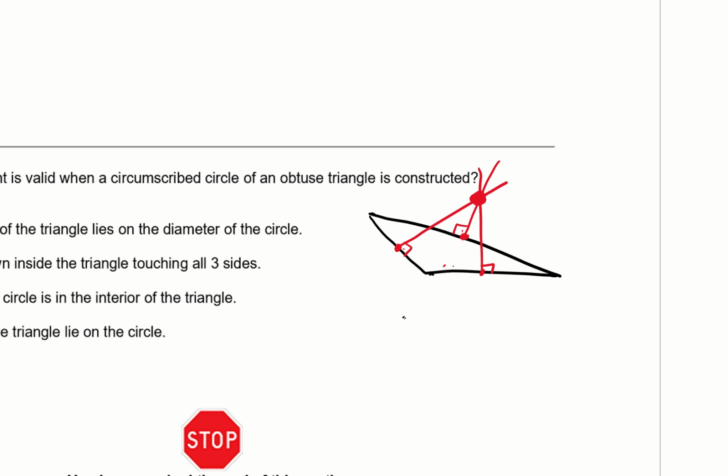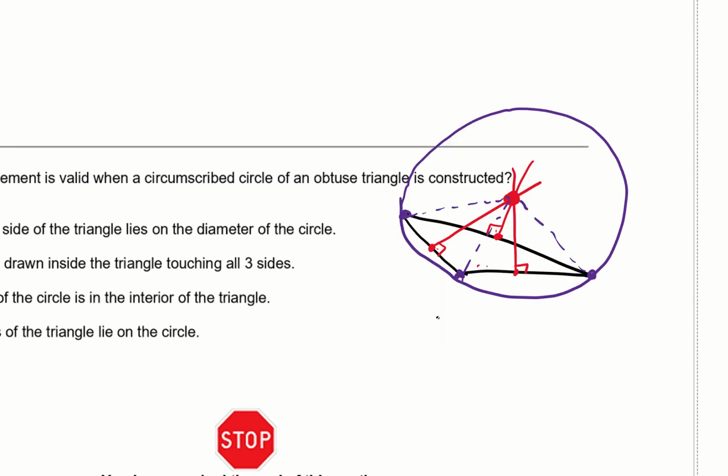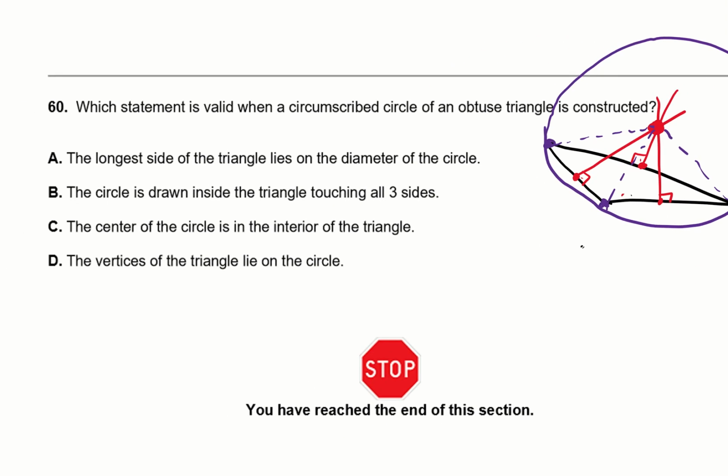And if we were to draw the circumscribed circle, then it would actually touch the vertices. The distance from that point to the vertices is the same. Notice that those distances are the same. And then we can draw a circle that crosses the triangle at the corners, at the vertices. And that's my circumscribed circle in this example. So it looks very different for an obtuse triangle. So let's look at the choices to see which one is valid.